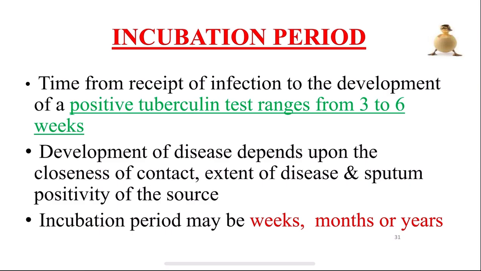The incubation period, the time from the receipt of infection to the development of a positive tuberculin test, ranges from 3 to 6 weeks. What is the incubation period here? 3 to 6 weeks. The development of the disease will depend upon the closeness of the contact, the extent or severity of disease in the patient, and the sputum positivity of the source. The incubation period can range from weeks to months to years.